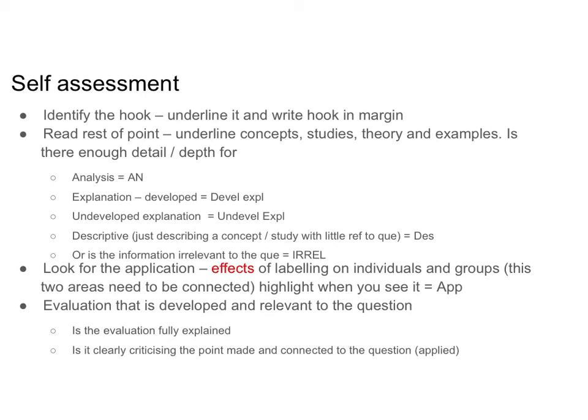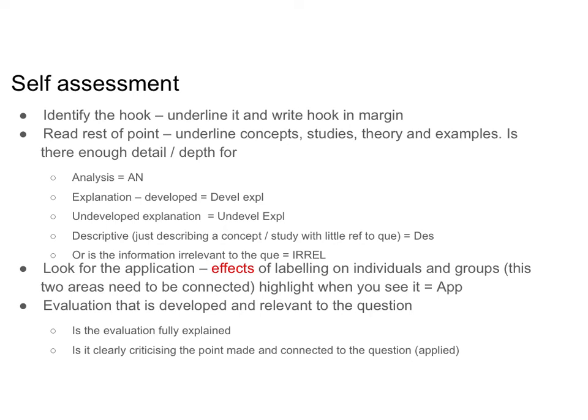Now, and I guess most importantly, you need to look for the application. Most importantly, after the hook. So this is when you look for reference to where you discuss the effects of labelling. The effects of labelling on individuals and groups. Not the effects of labelling on criminal statistics, the effects of labelling on individuals and groups. These two areas must be connected, labelling and its impact on individuals and or groups. Wherever you see it, I want you to highlight it in a highlighter ideally, and write app next to it in the margins. It's really clear where the application is.